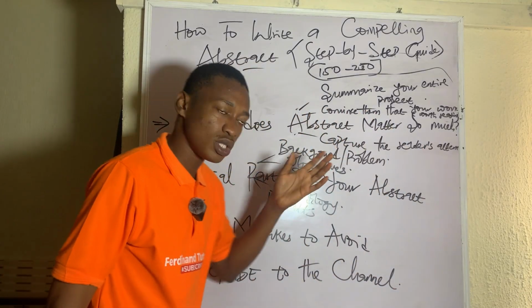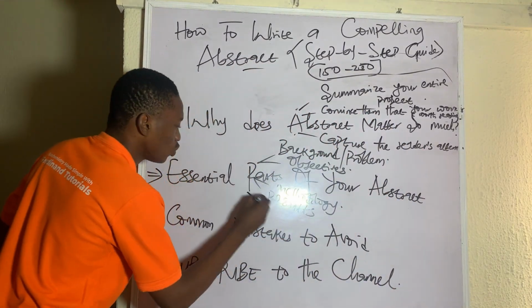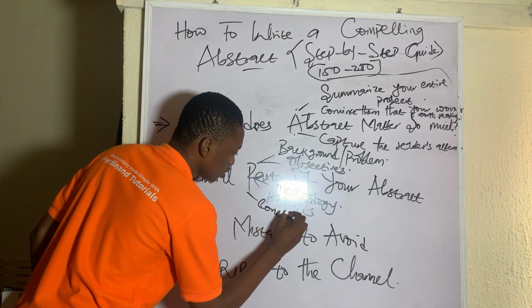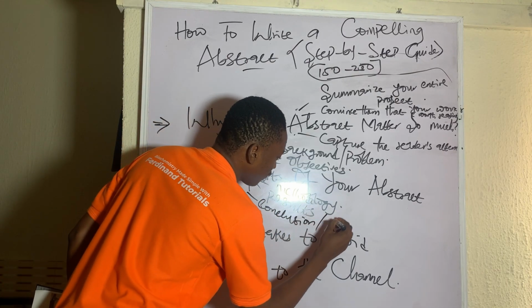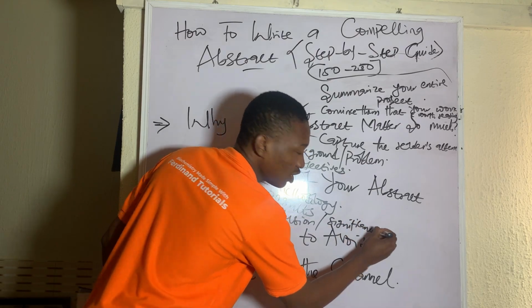So you should be able to tell us the most important result in your work. And then the fifth one is what we call your conclusion or significance of the study.